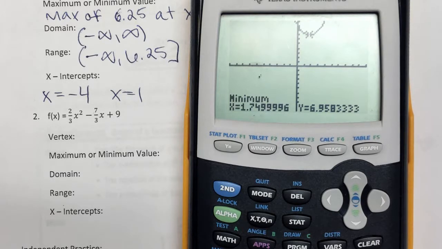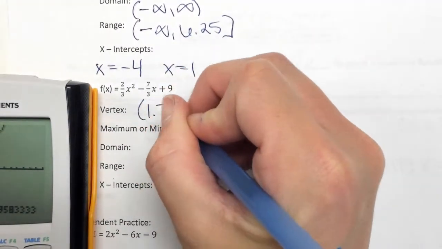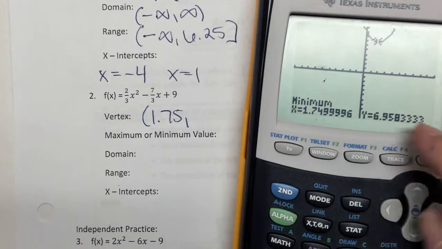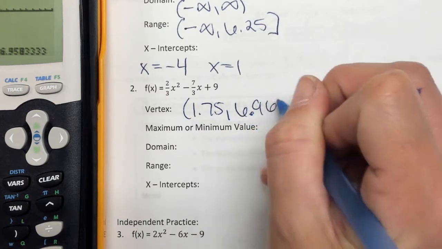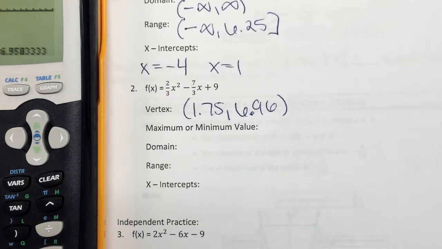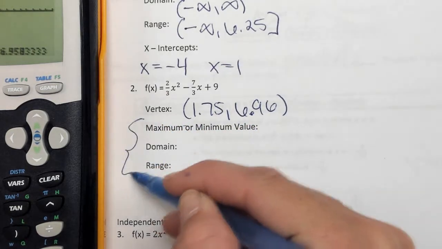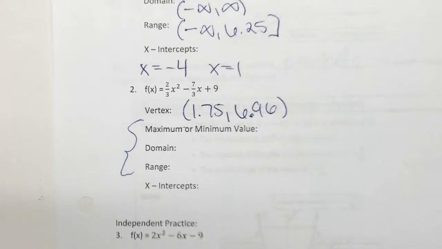Okay, so let's round it. Let's make that x 1.75. Let's let that be 6.96. Alright, go ahead and fill out this portion on your own. And I'll fill it out here too, so you can check your answers. But go ahead and do that part on your own.